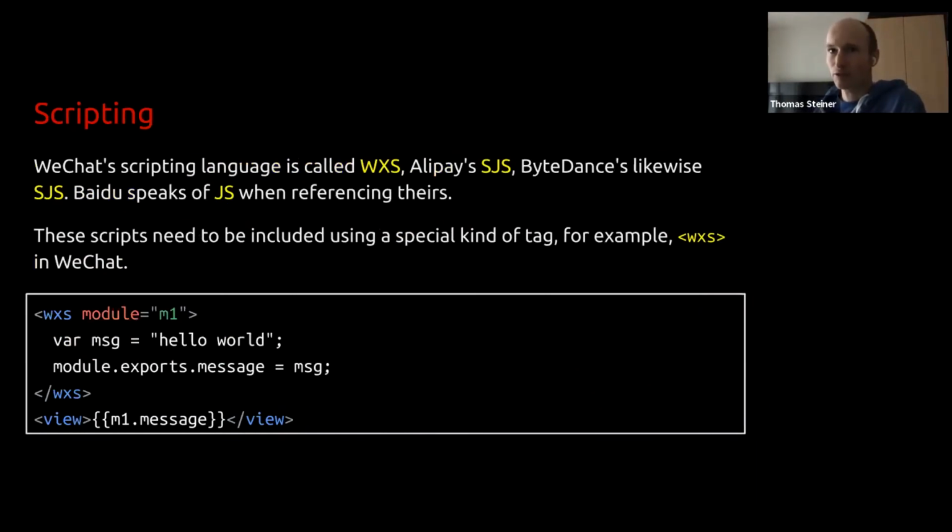So for WeChat, they call their scripting language WXS. So you can see a pattern here. Alipay calls it SJS. ByteDance calls it SJS2. Baidu just calls it JS. So that's essentially it. For including a script, you need to include a special tag, WXS in WeChat's case. So you can see here, I have a script that's embedded in WXS, message hello world, module.exports message equals message. And then I can just, in my view, make use of the exported value here by referencing the module ID m1.message.